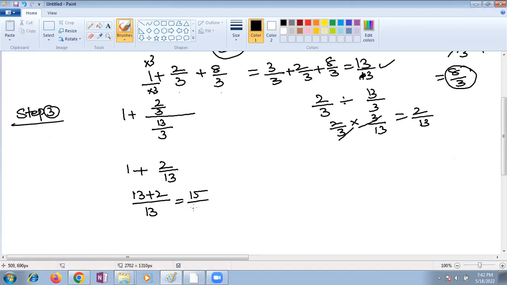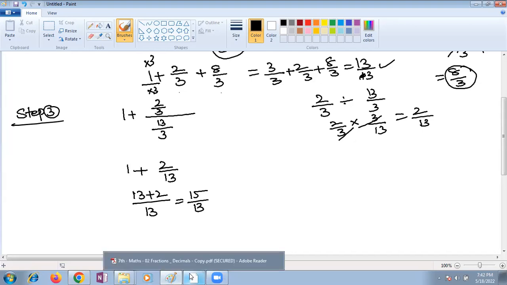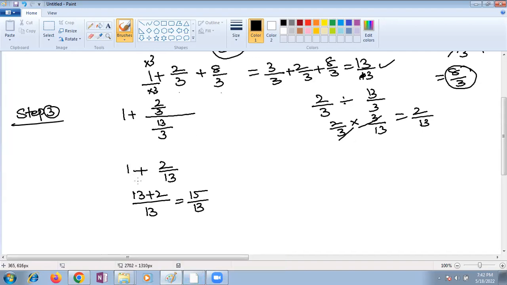No, Manish got the correct answer. First I told 15 by 3, then Manish got 15 by 30, correct. How can we do 13 plus 2 by 15? Ma'am, here we should divide it by 1, so it will be the reciprocal. It will be 13 by 15, right, ma'am?